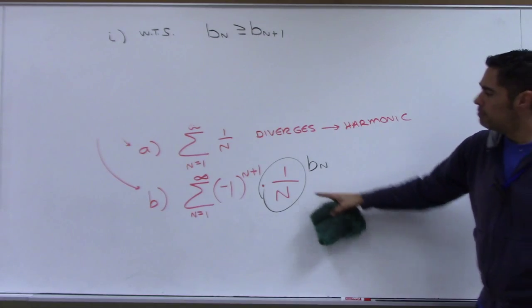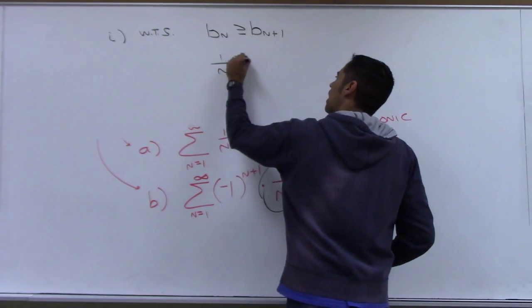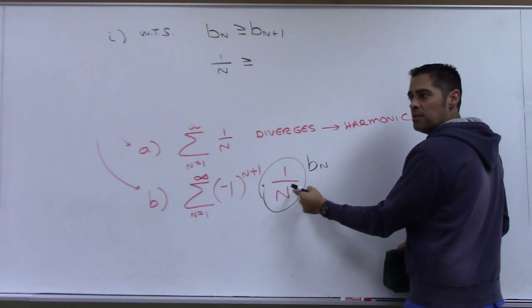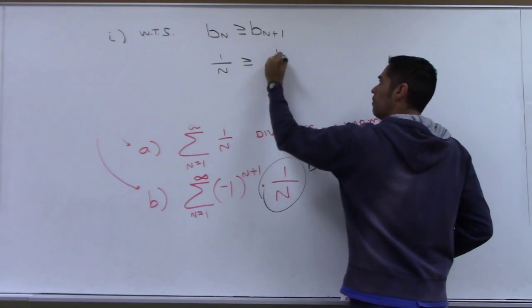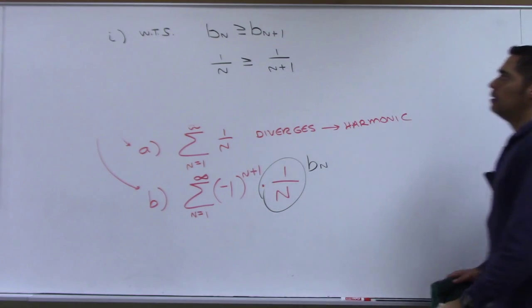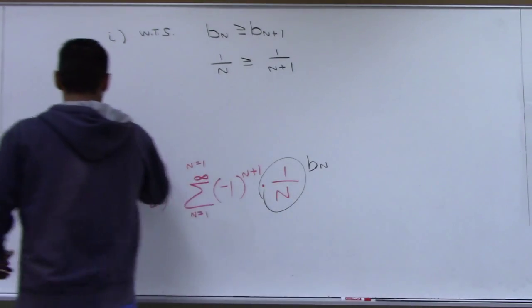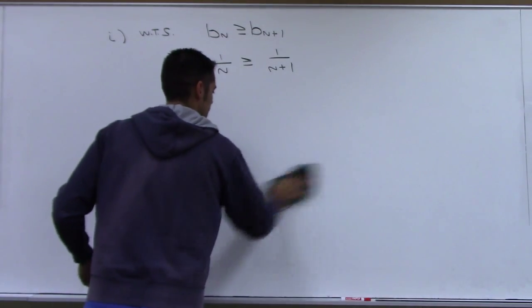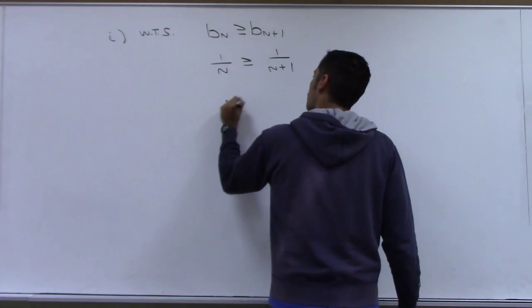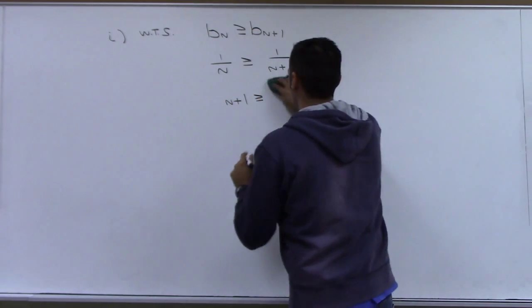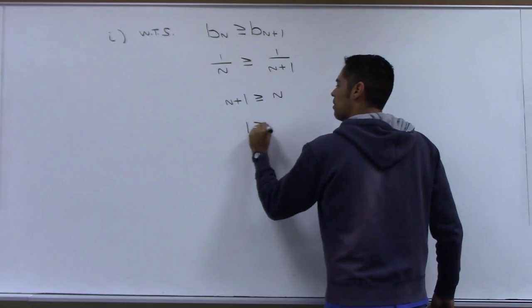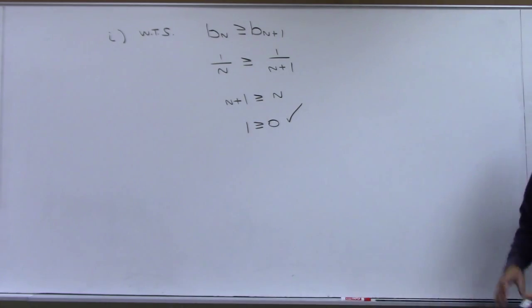So take b sub n, which is just 1 over n, and compare it to b sub n plus 1. So we plug n plus 1 into this, 1 over n plus 1. Is that true? Yes, that's true, right? That's true, because n plus 1 is greater than or equal to n, which means 1 is greater than 0, and that is true. So I hope that we've done enough of those that you understand what I did there, just move things around. And so the first of the two things I need to show are true. Questions?